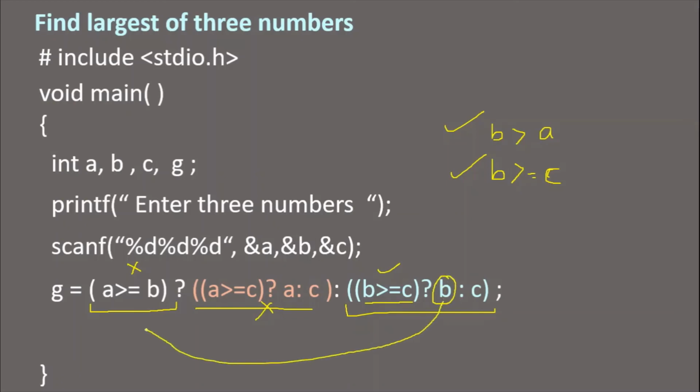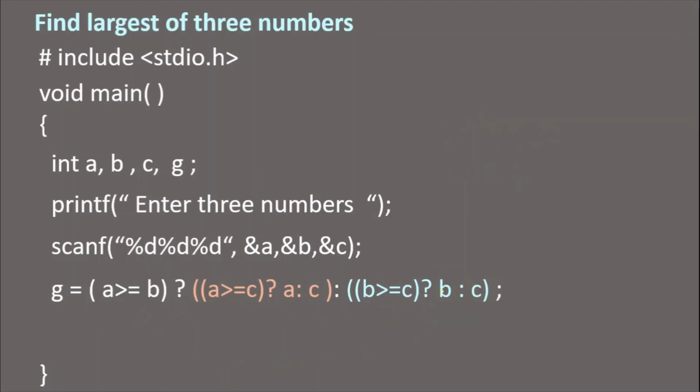And this part will be executed means G is equal to B. That is, B is the largest number. So this was the third possibility. Now let us check one more possibility. Again, same thing. This condition is false, which means this part will not get executed.